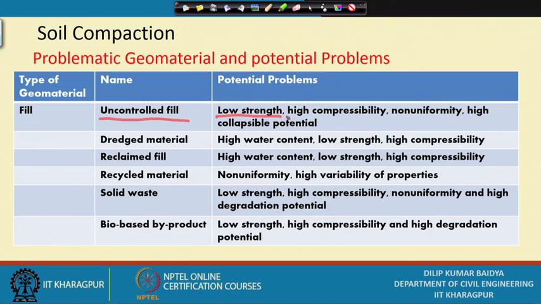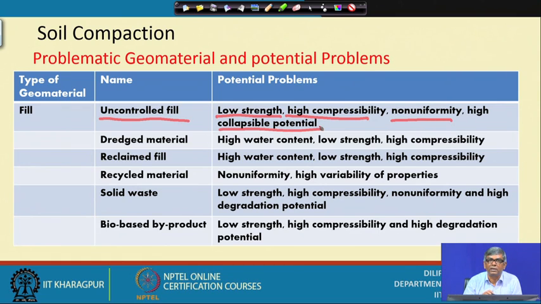Whereas, if it is uncontrolled and randomly dumped in different directions, then this type of soil will have low strength, high compressibility, non-uniformity, and high collapsible potential. So, that is why it has to be handled properly.